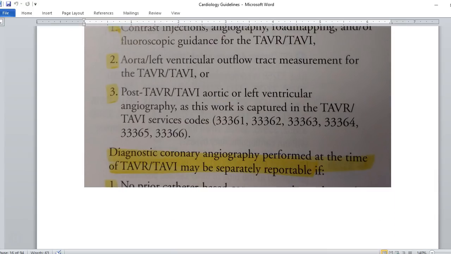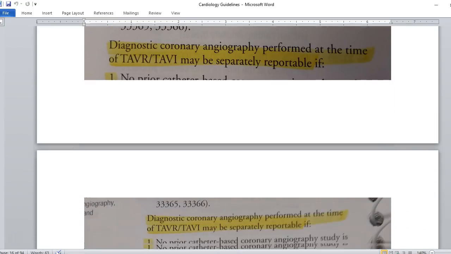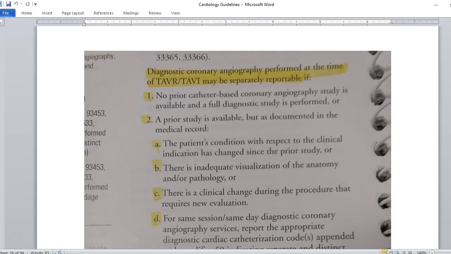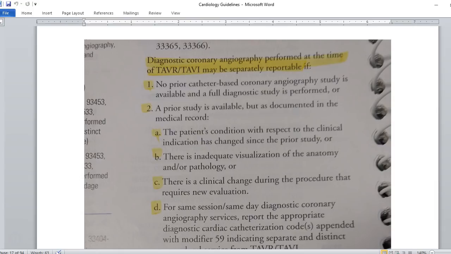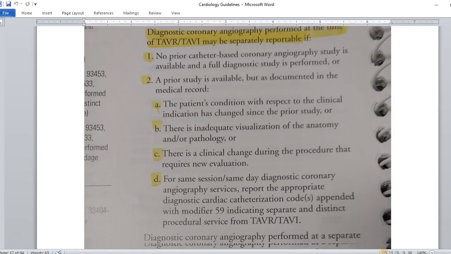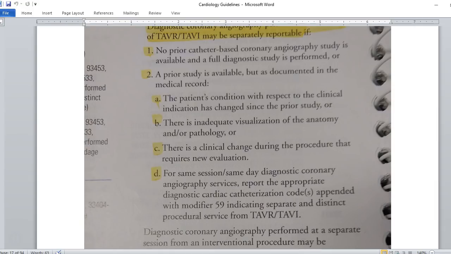However, a diagnostic coronary angiography may be reported separately if, now, I'll tell you right now, this information right here is very similar to what we're going to see in radiology and then again in medicine. So again, we always want to make sure that we're reading the guidelines so we understand the codes. It can be reported if no prior catheter-based coronary angiography study is available and a full diagnostic study is performed, or a prior study is available but documented in the medical record as the patient's condition has changed with respect to the clinical indication. There is inadequate visualization of the anatomy. There's a new clinical change. And if we are going to code it, it tells us that we have to code it with modifier 59, saying it's a separate and distinct service from the TAVR TAVI.